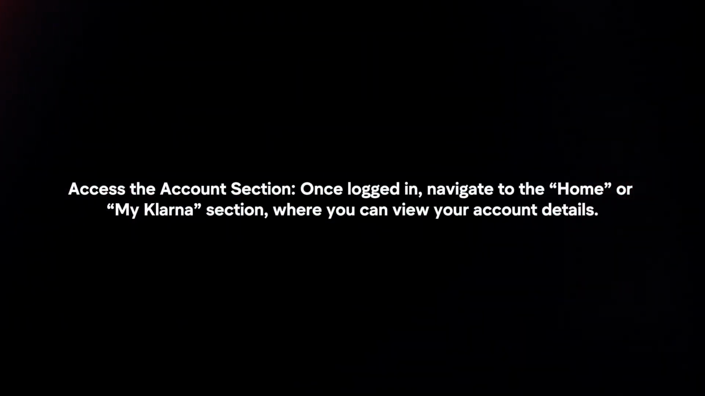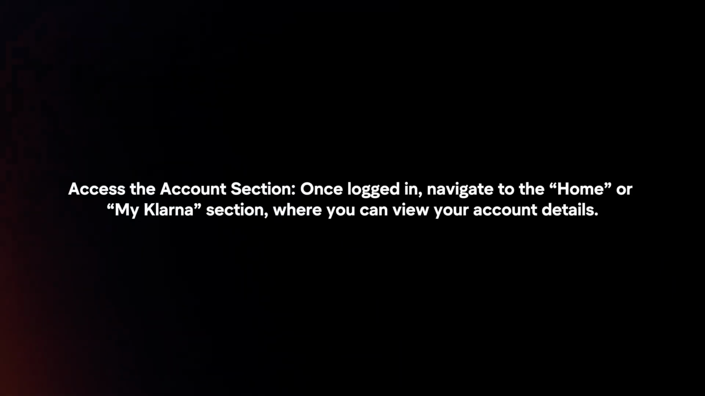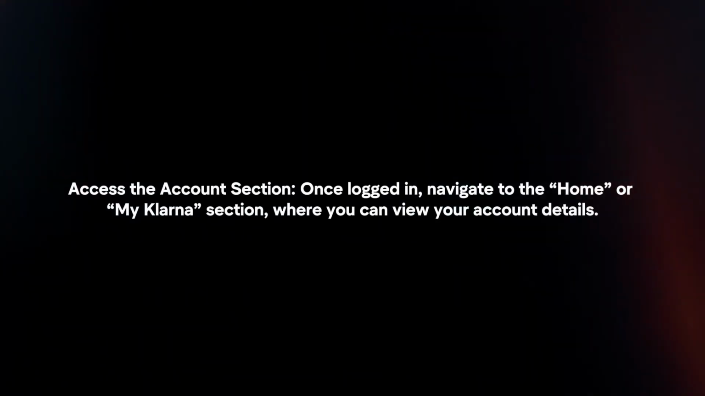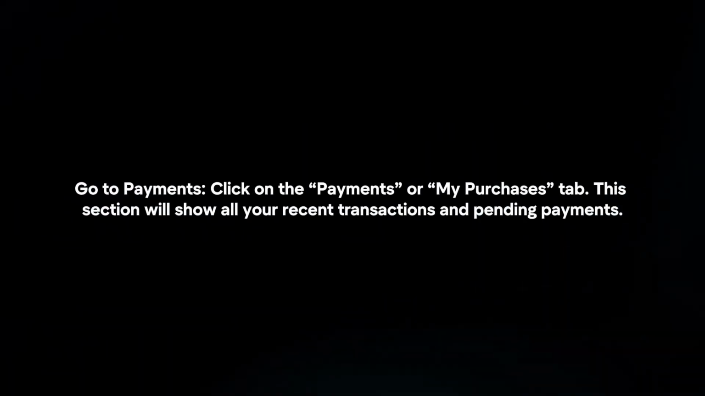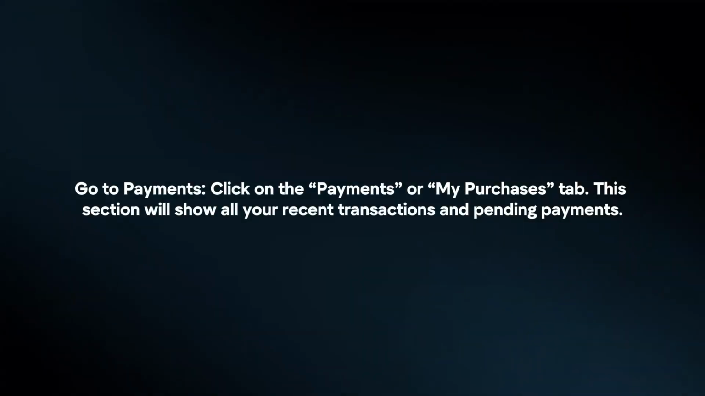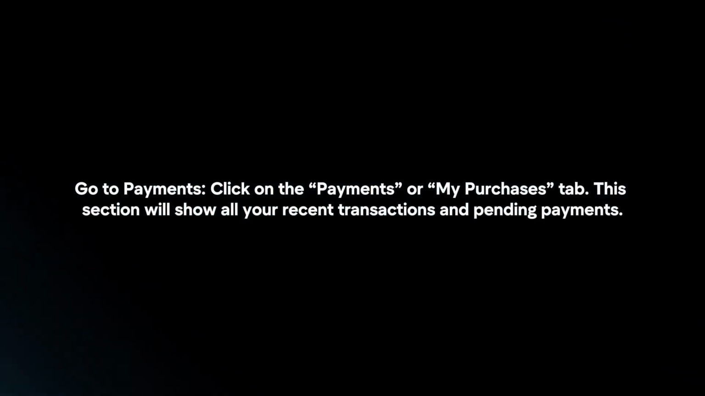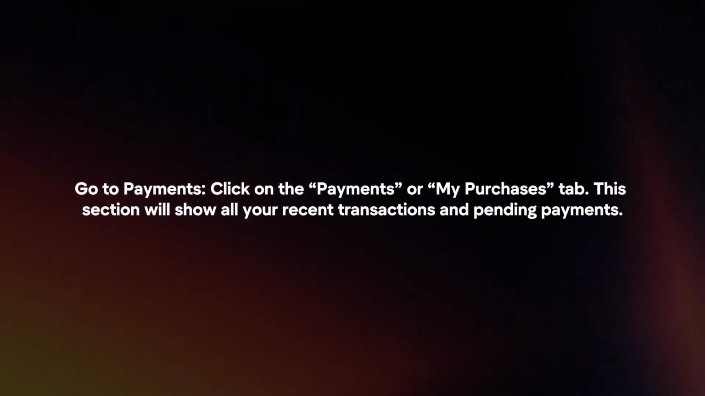Access the account section. Once logged in, navigate to the Home or My Klarna section, where you can view your account details. Go to Payments. Click on the Payments or My Purchases tab. This section will show all your recent transactions and pending payments.